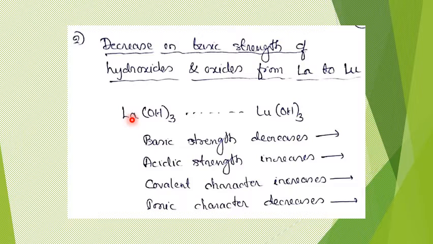So it is a very simple thing, you can understand it in terms of the size of the cations itself. Here lanthanum comparably has a larger size. When we move along this series, lutetium 3+ will have minimum size, though they are comparable. Comparatively, lutetium 3+ has the minimum size.